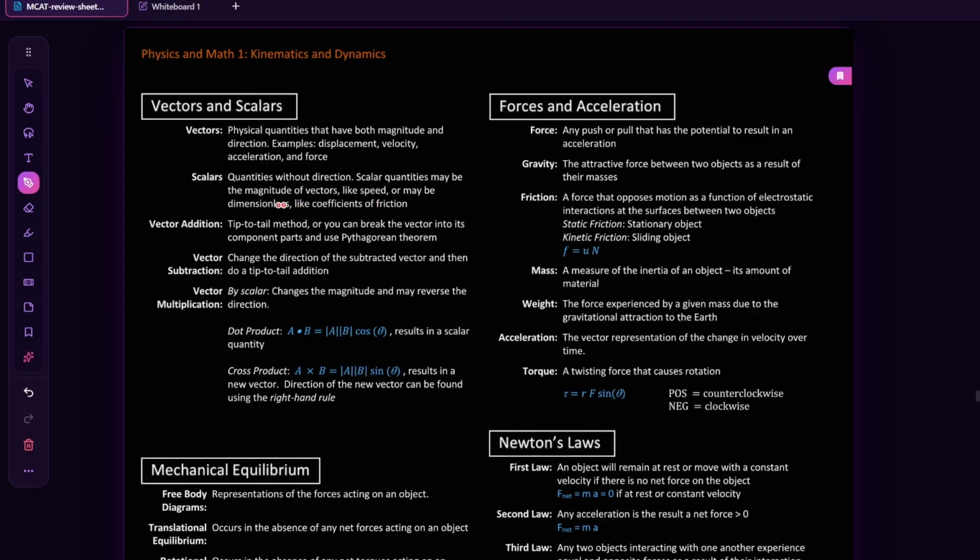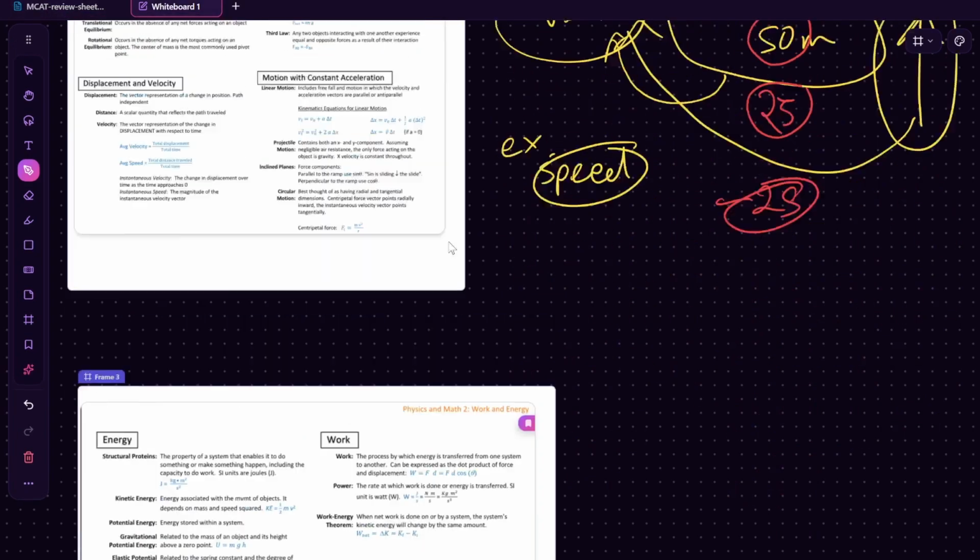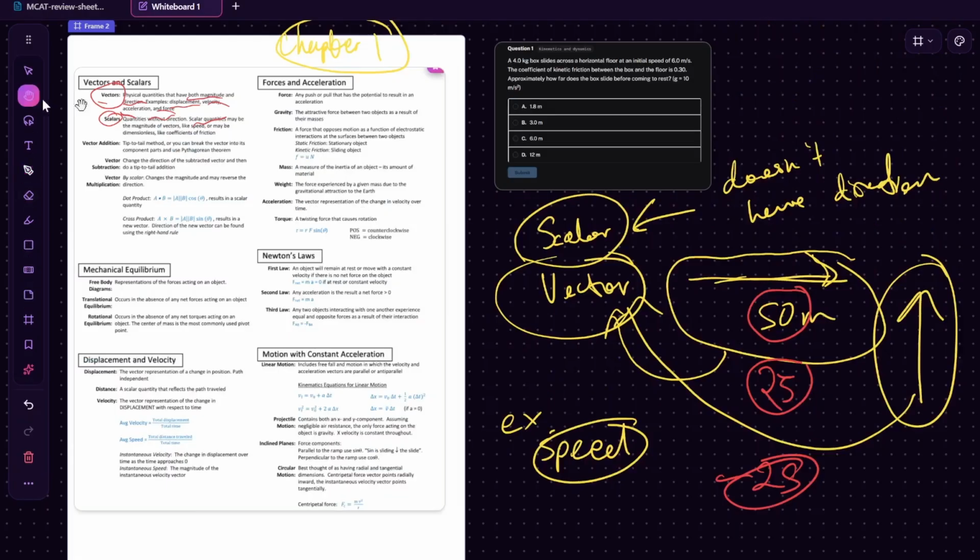So scalars may be magnitude of vectors like speed, or maybe dimensionless like coefficients of friction. Vector addition is a tip-tail. You can use a tip-tail method, or you can break the vector into its component parts and use Pythagorean theorem. So how do we now add vectors is the question.